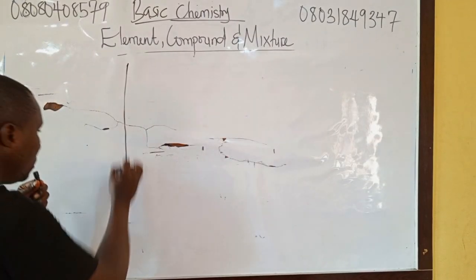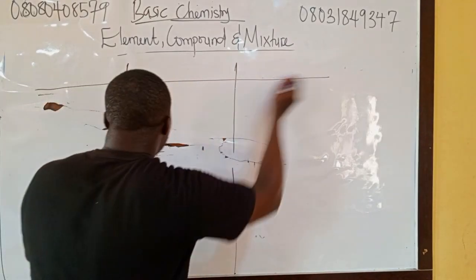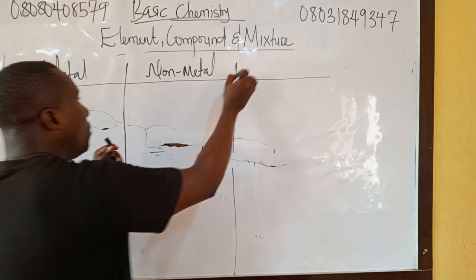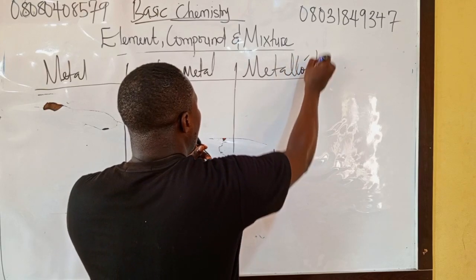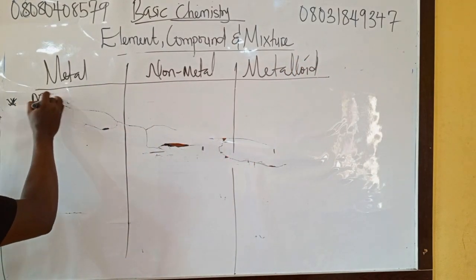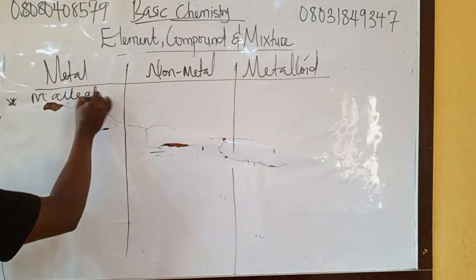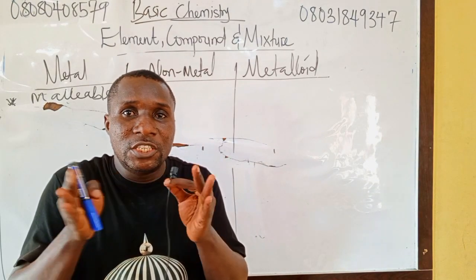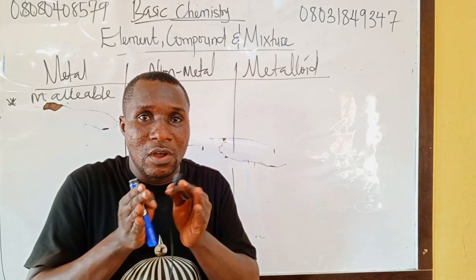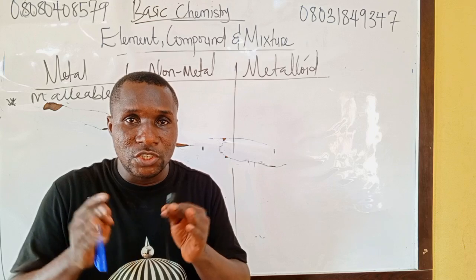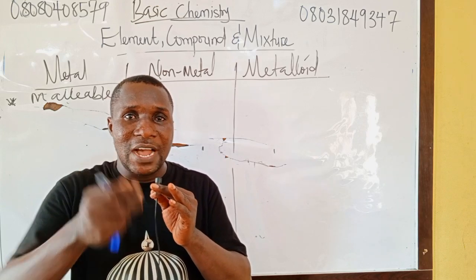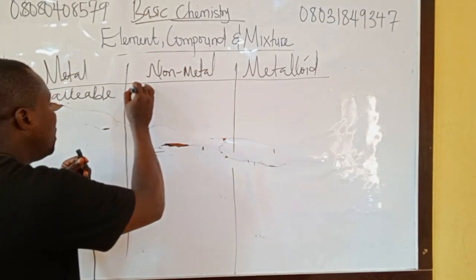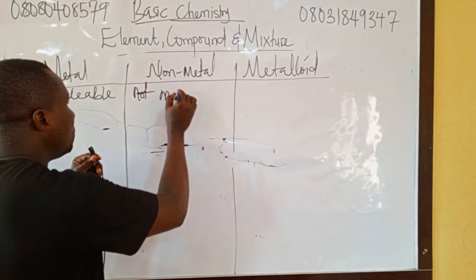Let me quickly give you their characteristics in form of a table, where we have metal, non-metal, and metalloid. Metals are malleable. What is the meaning of malleable? They can be hammered into a thin sheet. For example, you can hammer a can and it can be beaten into a thin sheet. Non-metals are not malleable.